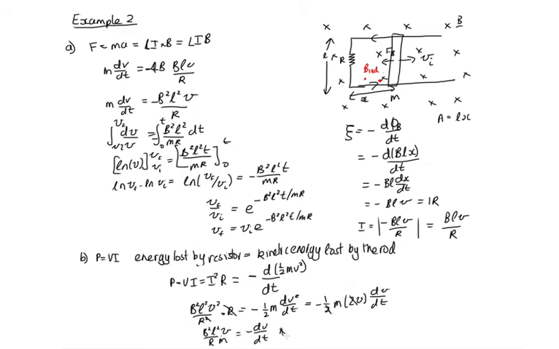Now you can see this equation is exactly the same as the equation that we had up here. So we need to solve this in exactly the same way, and it's going to give us exactly the same expression for the final velocity. The final velocity will be equal to the initial velocity times e to the minus b squared L squared t over mR. So we've shown that if we do this question with energy considerations, it gives us the same result as if we do it with the force considerations, which is a good thing.